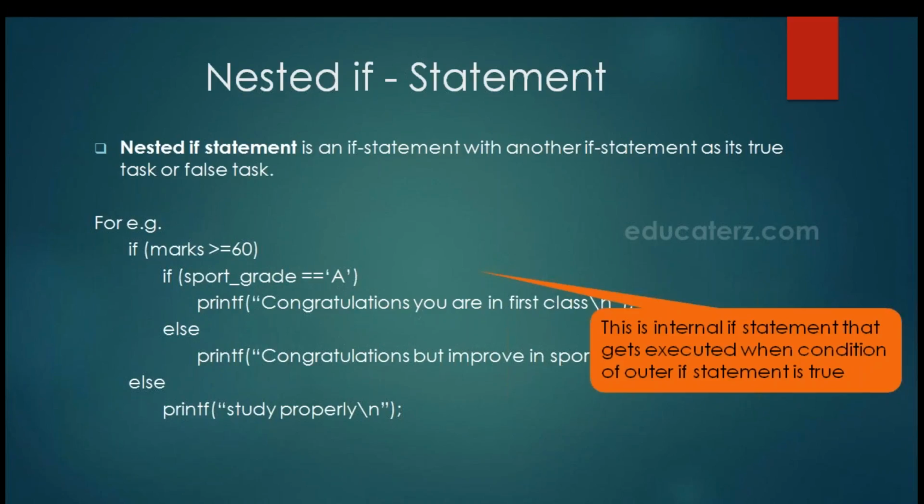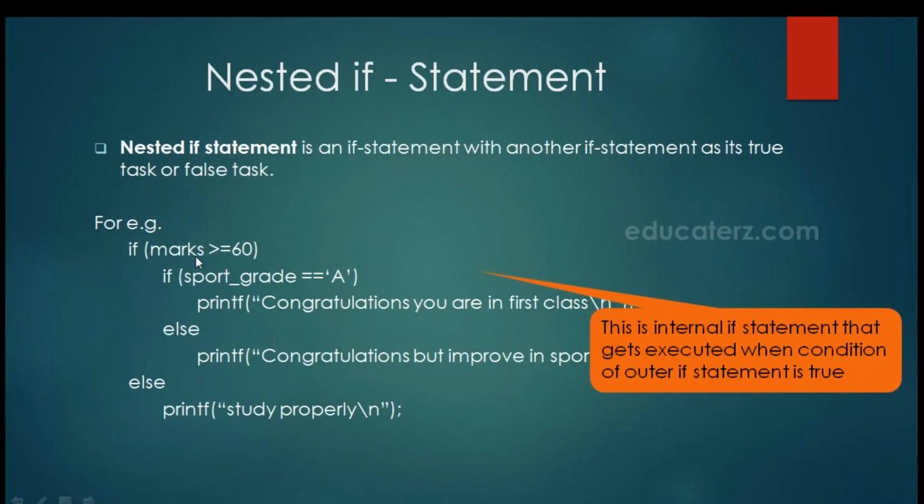For example, if marks are greater than or equal to 60, then we want to check the sports grade. So we will have another condition inside this if block, that is, if sports grade equal to A, then we'll conclude: congratulations, you are in first class. If sports grade is not A, then we will display: congratulations but improve in sports.